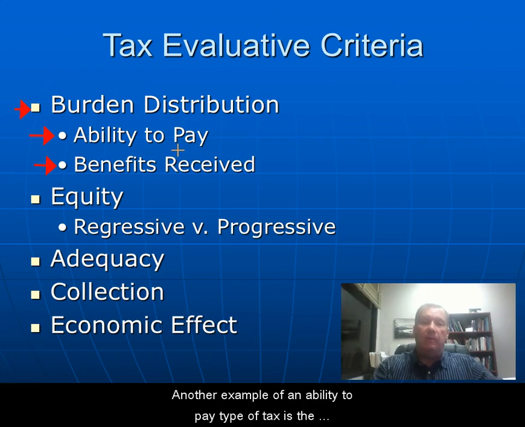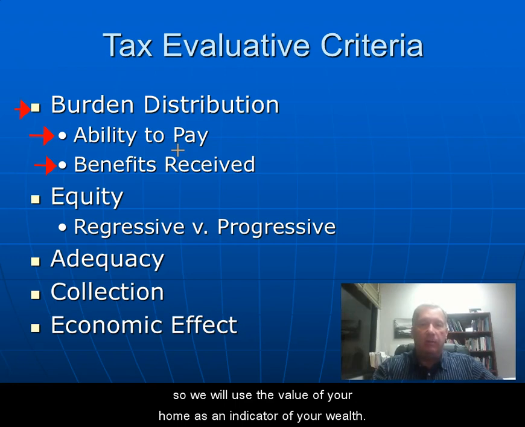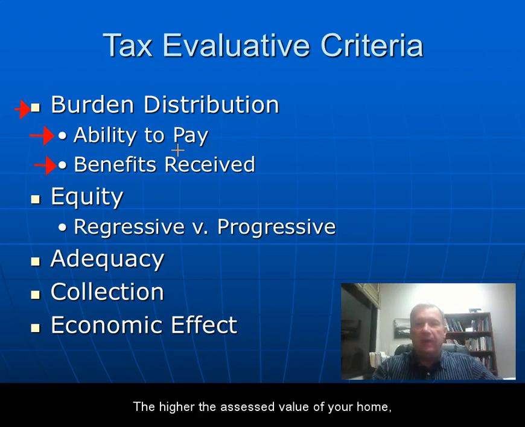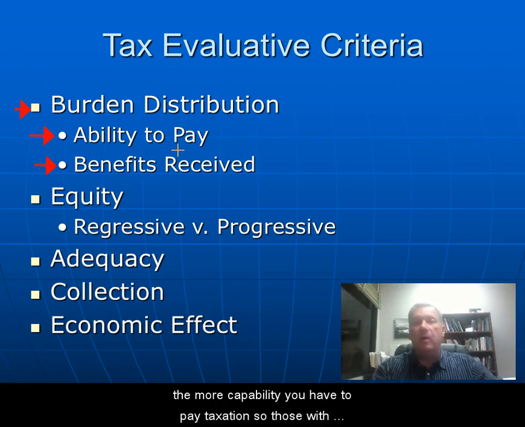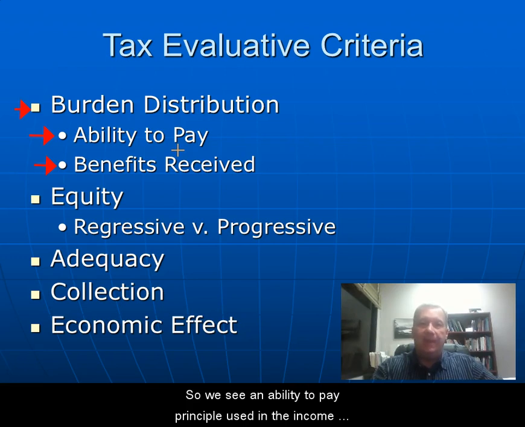Another example of an ability to pay type of tax is the property tax. So with the property tax, we will use a wealth-based tax where we'll use the value of your home as an indicator of your wealth. The higher the assessed value of your home, the more capable you are of paying taxation. So therefore, those individuals with a higher assessed value to their homes will pay higher amounts of property taxation. So we see the ability to pay principle used primarily in the income tax as well as the property tax.